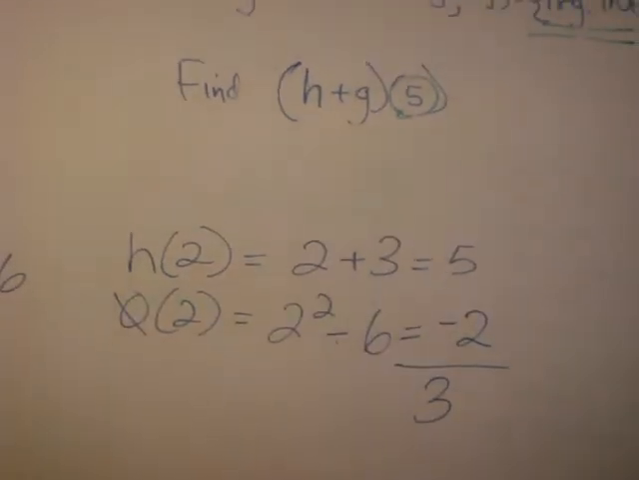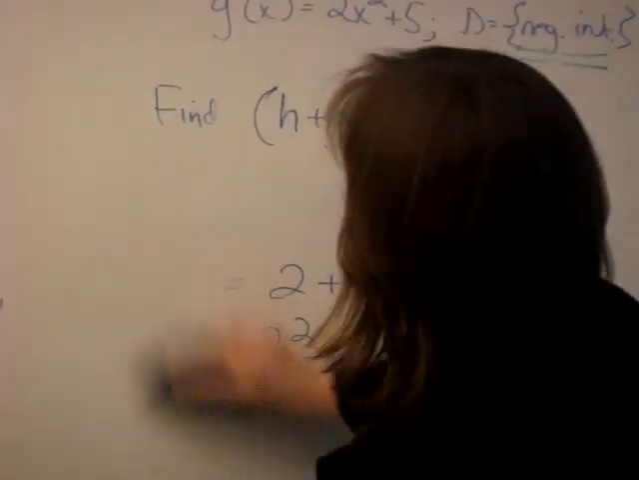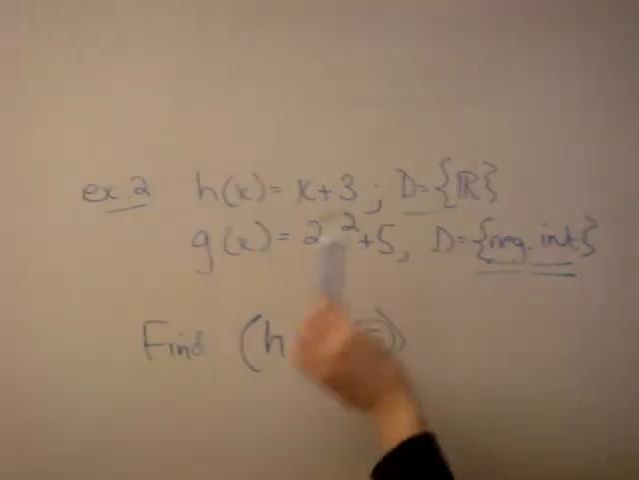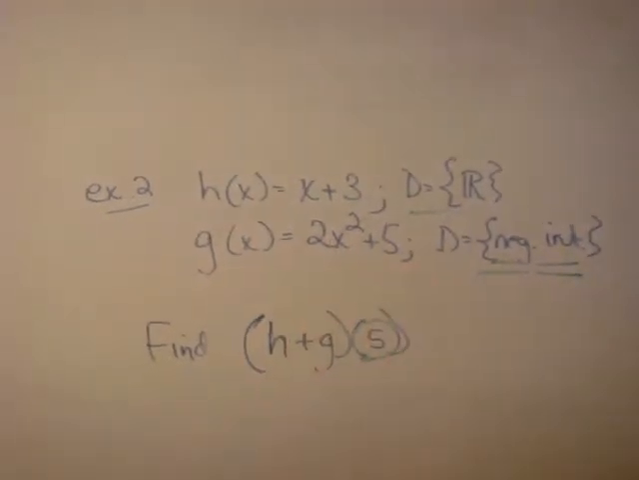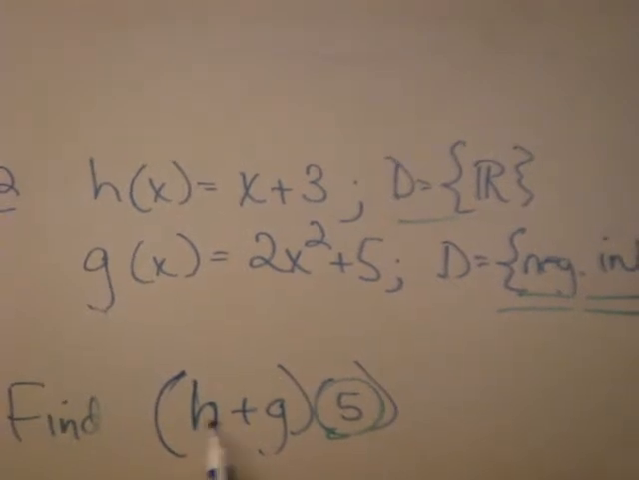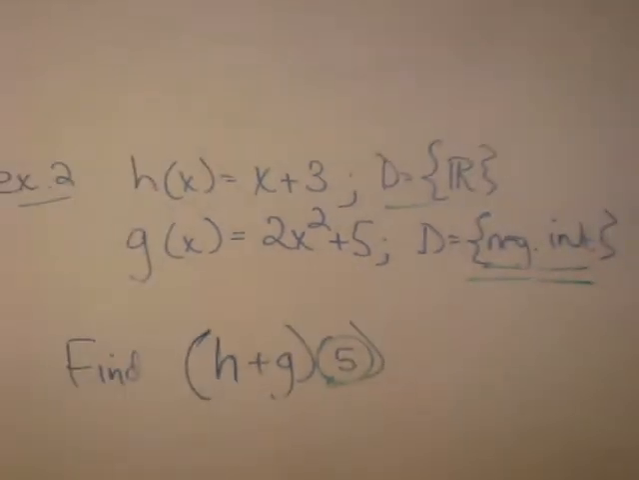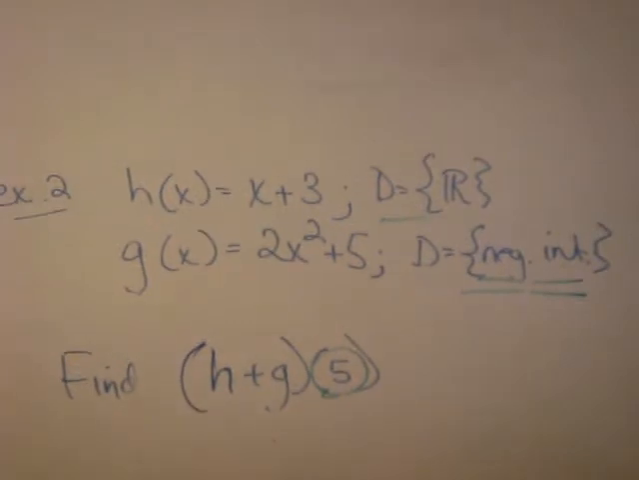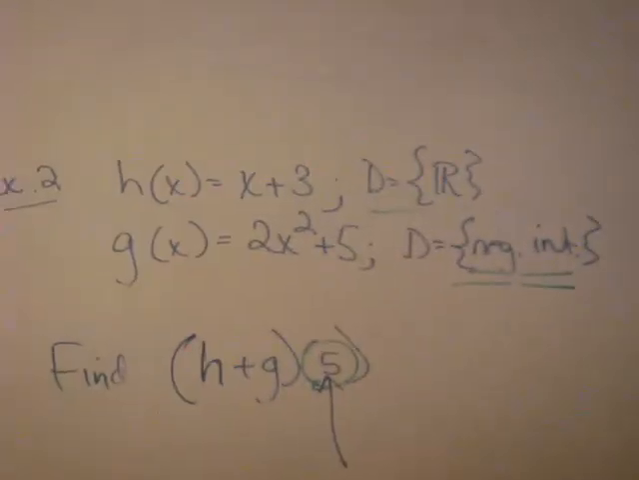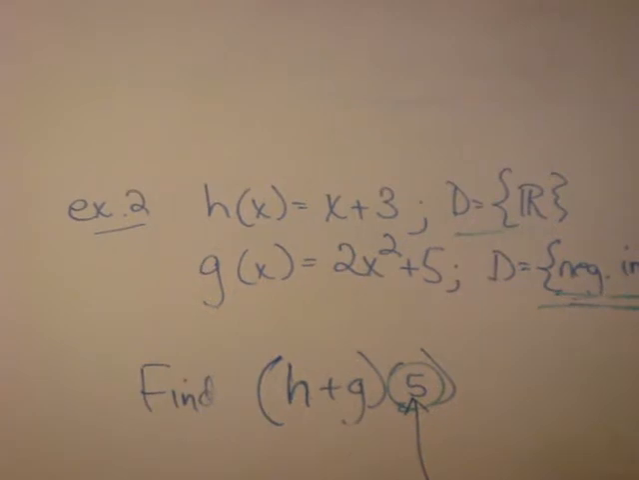So let's try another one, adding, before we go to multiplication. This time, we have h of x is x plus 3, domains are the reals. G of x is 2x squared plus 5, the domains are the negative integers. They want us to find h plus g of 5. This one doesn't really help you learn very much, because if we look at this, we're evaluating for a 5, and 5 does not fit in a domain. It's not a negative integer.